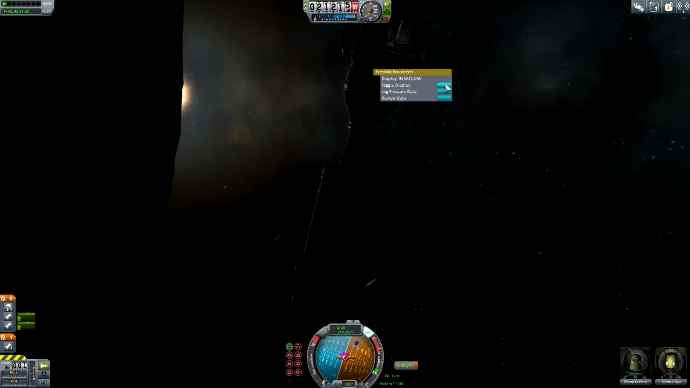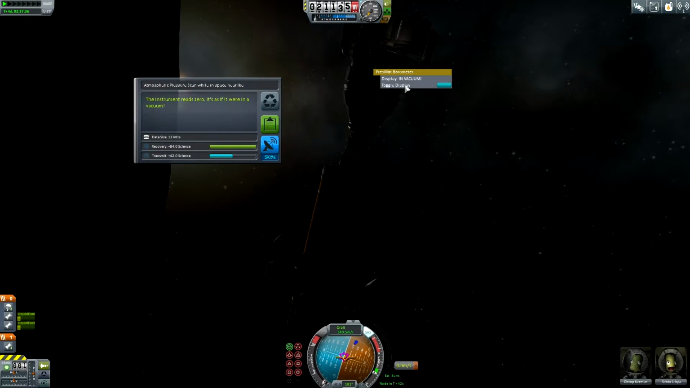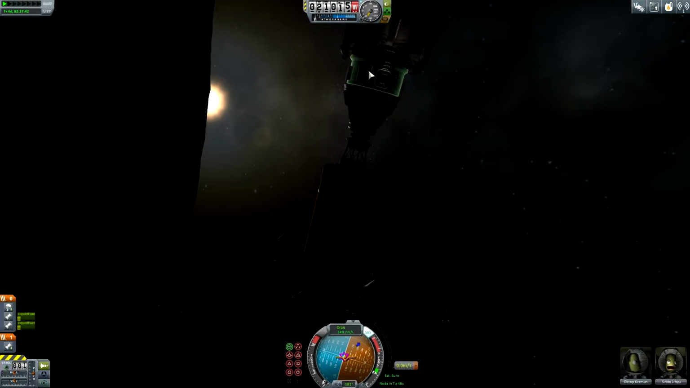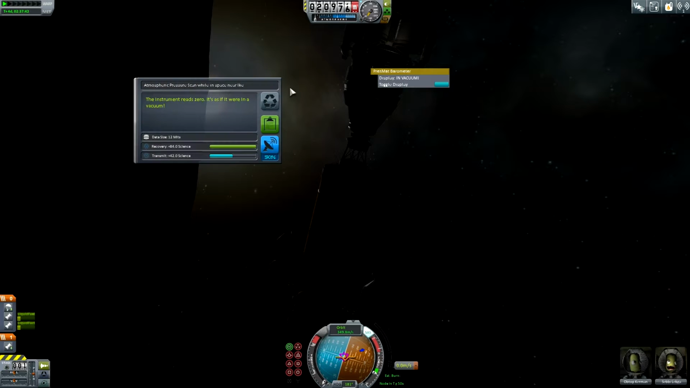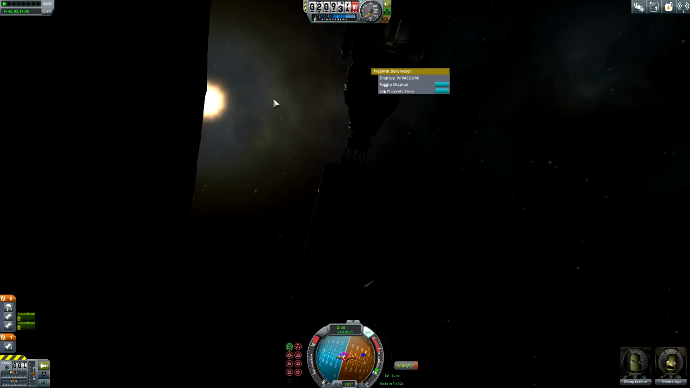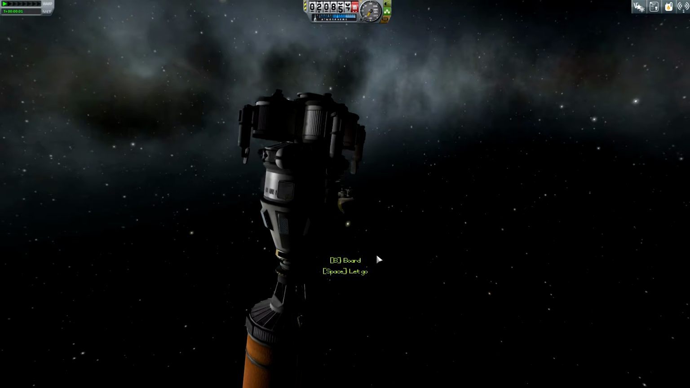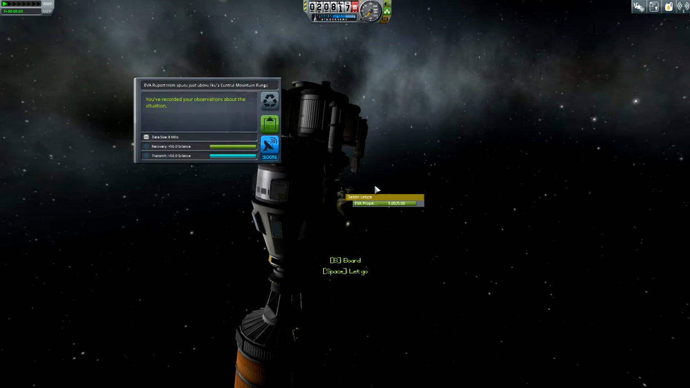Okay, I can now review data, and I can reset this experiment. Are we now above a different biome? Let me just stress this. Okay, still near Ike. Okay, I can reset this experiment. Let me just go on a quick EVA. Are we above a different biome? Above Ike's Central Mountain Range. Oh, that's cool. Central Mountain Range.